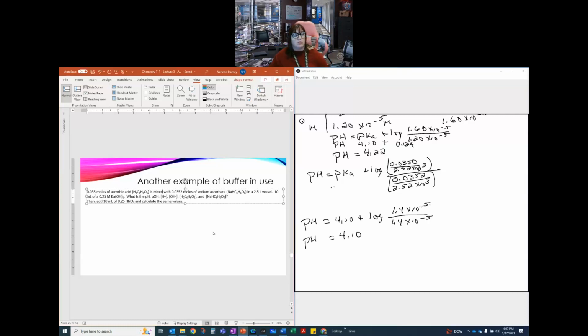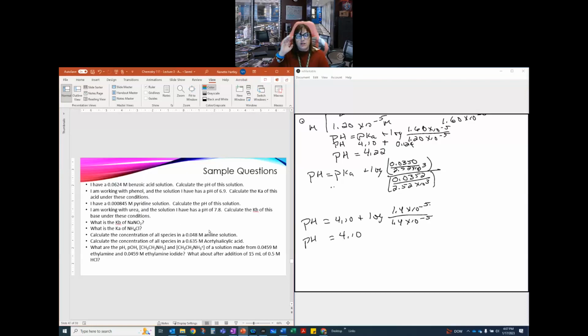Okay? Which is exactly what I was expecting. It's what we had before, so that's what we would expect again, okay? So that's using the Henderson-Hasselbalch equation. Is it a lot of pieces to put together? Yeah, it can be. But that is how that works. So hopefully there are no questions about that.